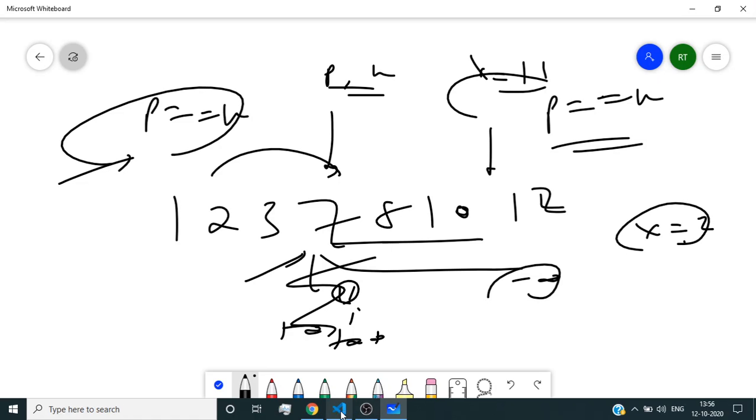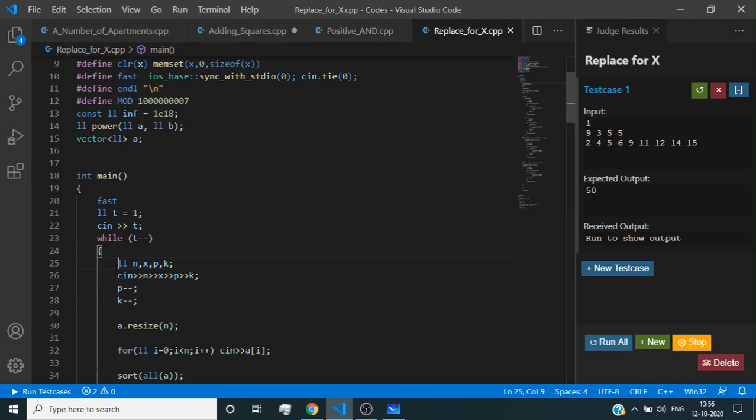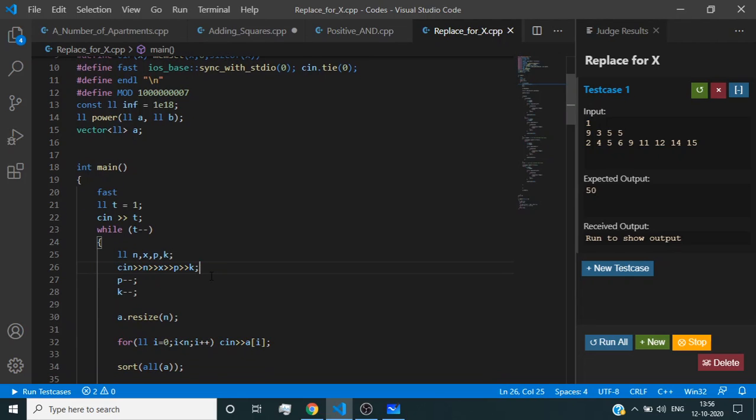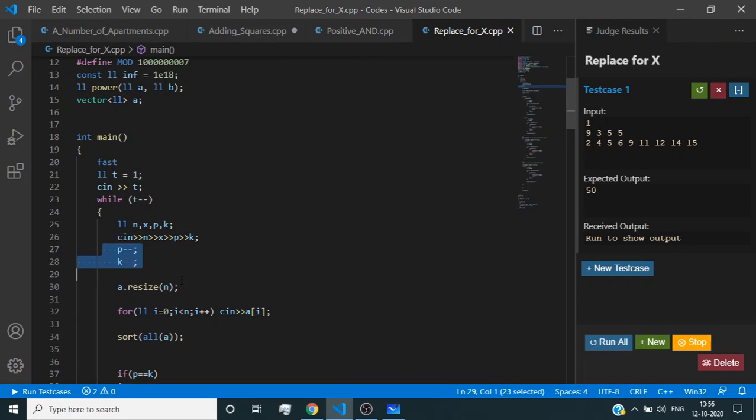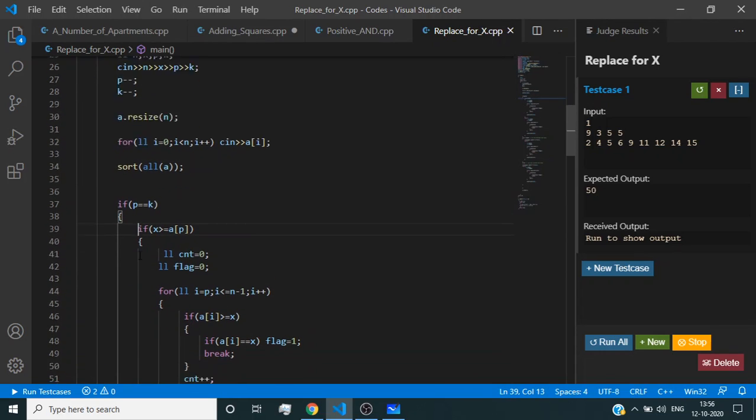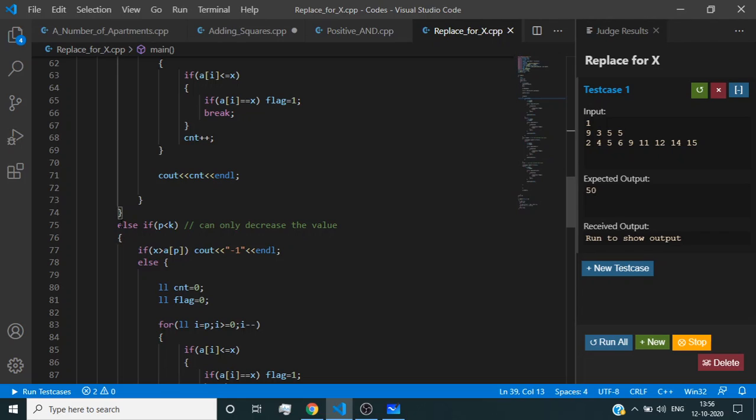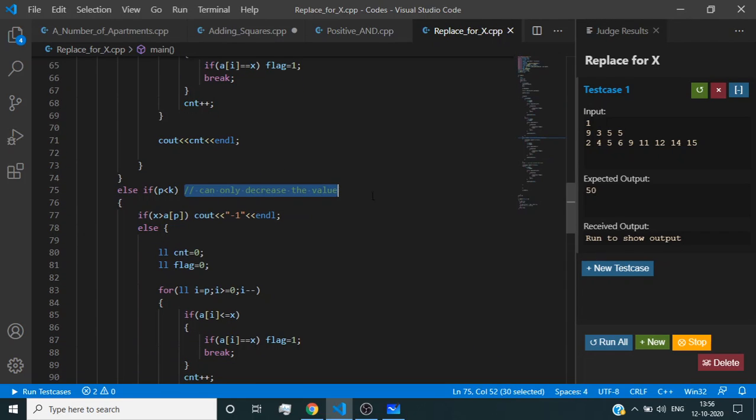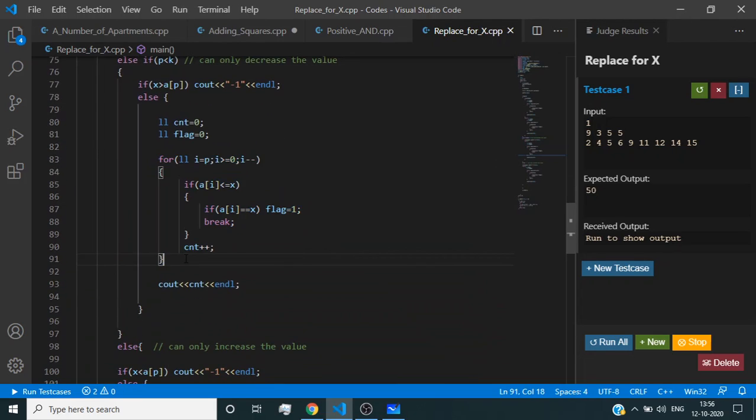Okay, so I'll take you through my code. I just took n and x. N is the number of integers, x is the desired result at that particular pth position that we want. I'm just considering zero-based indexing, that's why I decreased p and k. I'm sorting the array. If p is equal to k, I have told you that the answer always exists. At first, p is less than k, we can only decrease the value. Basically, if our x is less than that of a of p, then only the answer exists. And I have started my iteration, and whenever that particular condition that I have discussed is satisfied, I will break, and I have printed that count.